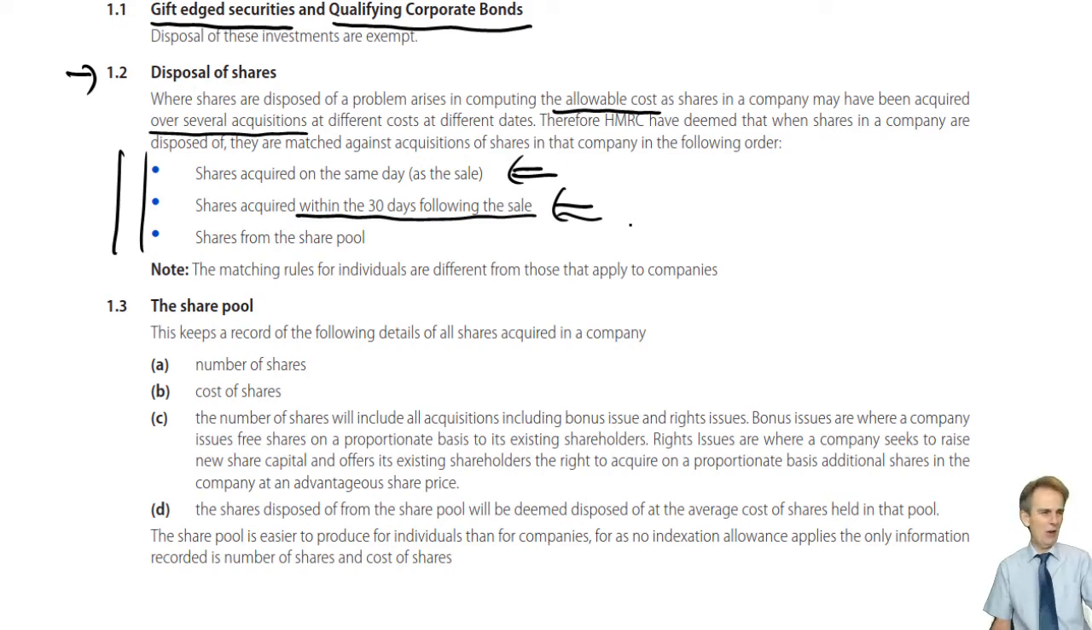Now, again, you might say, what's all this about? Again, you don't have to know the backdrop to it, but until that rule came in, you would, as you would ordinarily think, look at, firstly, shares acquired on the same day, and then you go back to look at, well, what shares have I bought prior to this sale date?